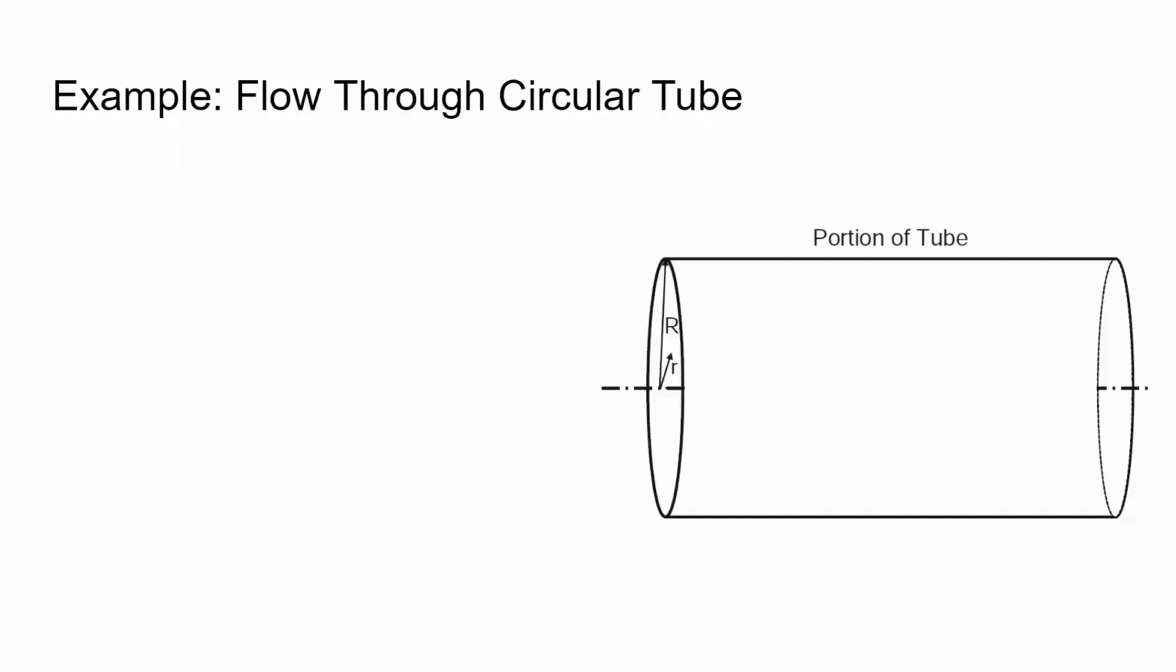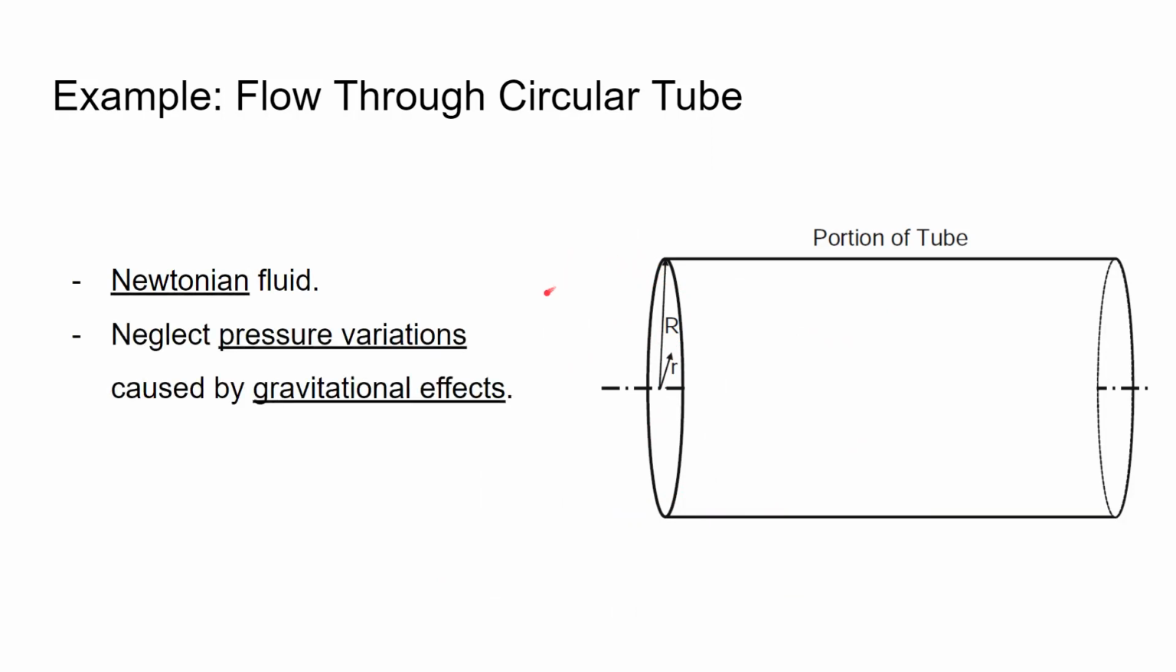Great, so here's our second example. So this is fluid flow through a circular tube, and we have the tube right over here. Let's go over what the conditions of this problem are. First, we're assuming that it is a Newtonian fluid. And the second, we're going to neglect pressure variations caused by gravitational effects. That's the key word right there. Great, we also know flow is laminar and parallel. We have parallel flow. Great.